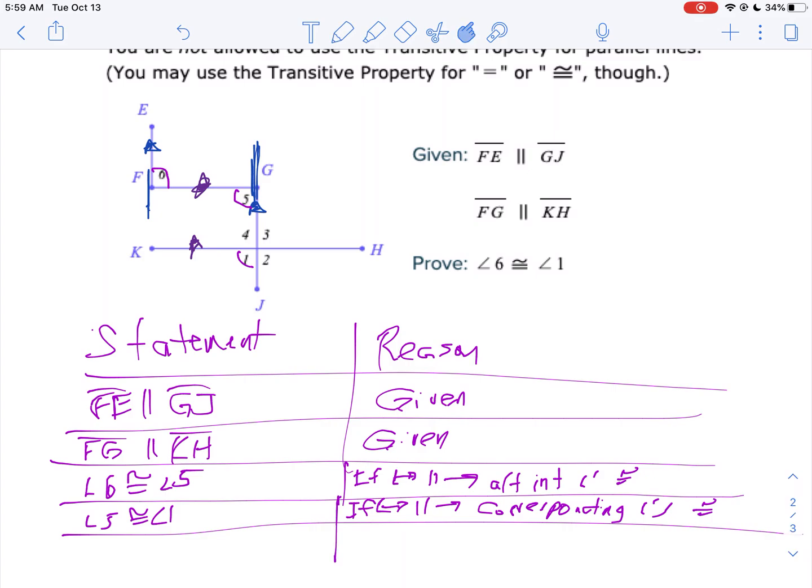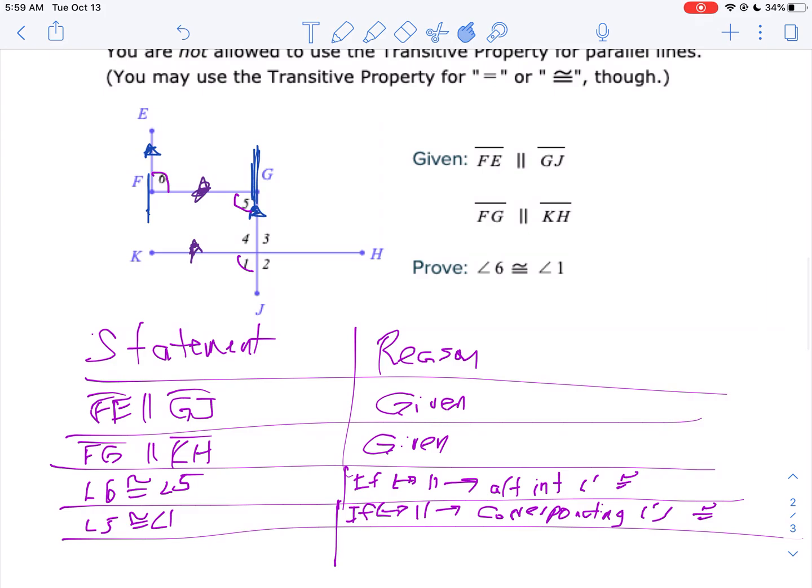Now notice, 6 is congruent to 5, and 5 is congruent to 1. They're all marked congruent. So how does 6 compare to 1? Well, angle 6 would be congruent to angle 1 then, wouldn't it? What's that reason? Well, notice 6 is the same as angle 5, and angle 5 is congruent to angle 1. So that's the everything is congruent property. That's called transitive, from your seminar. Transitive property is the everything is congruent property.